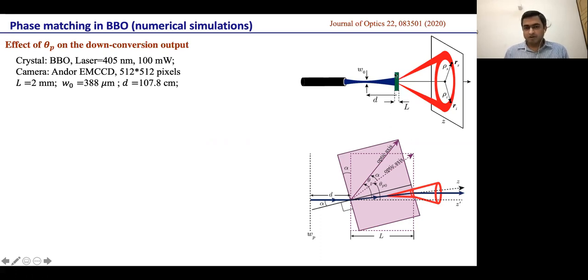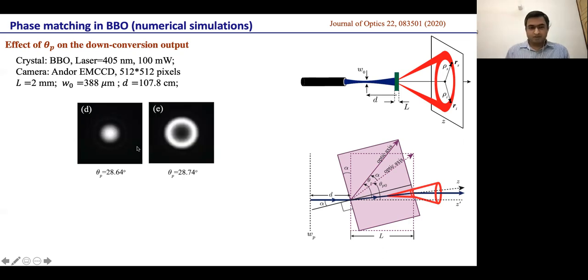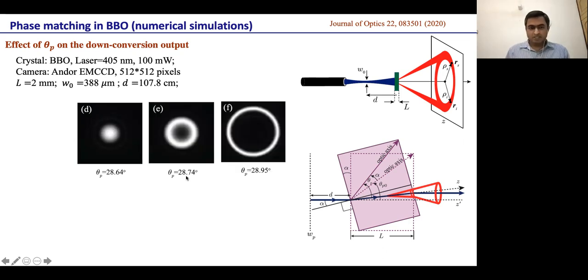And then if you rotate this crystal, you can generate this entangled photon in different configurations. So here's some parameter of this crystal. And this tilt of this crystal, the rotation of this crystal, this theta p, if it is 28.64, you don't need to know that number, it's just some number. You see in the camera that you have, you see this kind of light coming out. If you increase the theta p a little bit, you see that blob opening up and becoming like a ring.